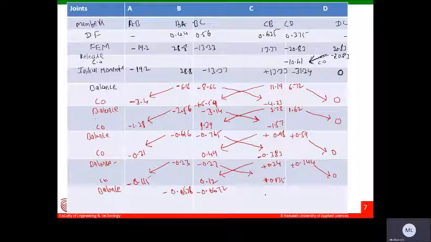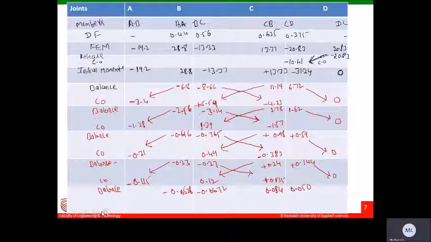Similarly, 0.135, it is 0.135 there. So here 0.135 multiplied with 0.625, 0.084. Similarly 0.050. Okay. So now I can end here.